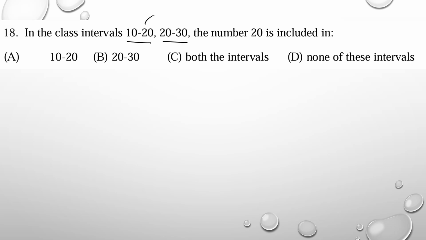Next. In the class interval 10 to 20, 20 to 30, the number 20 is included. यहाँ पर first में 20 is upper limit and next interval में 20 is lower limit. So हम हमेशा include कब करते हैं? When it is in lower limit. So 20 to 30 में count होगा.